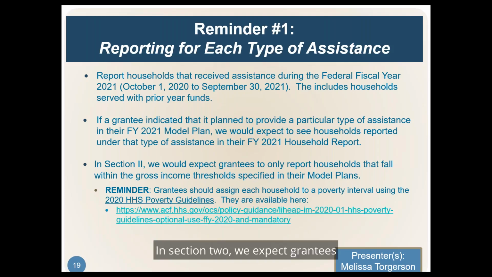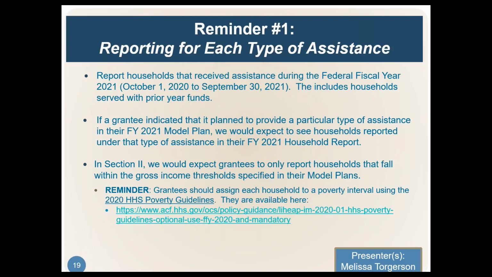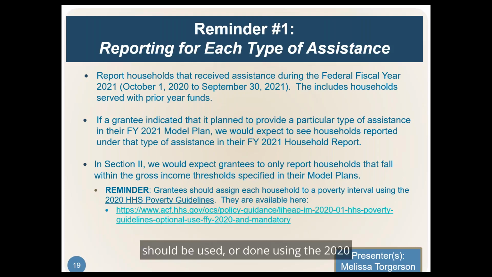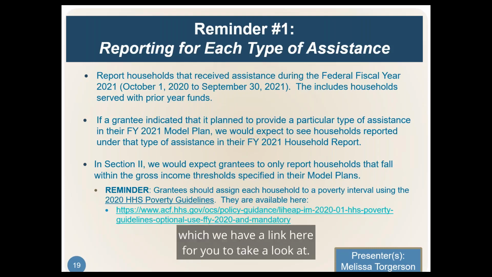In Section 2, we expect grantees to only report households that fall within the gross income thresholds specified in their model plans. And these, just as a reminder, the poverty intervals that you assign to each household should be done using the 2020 HHS poverty guidelines, which we have a link here for you to take a look at.